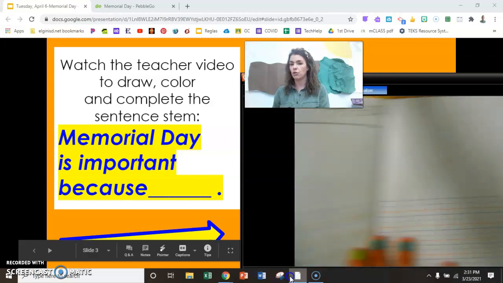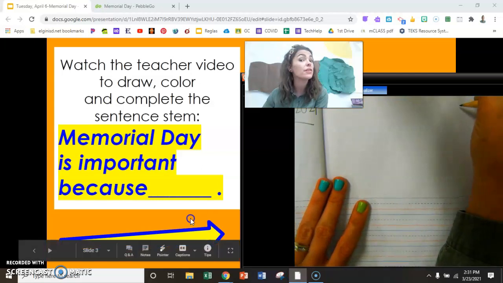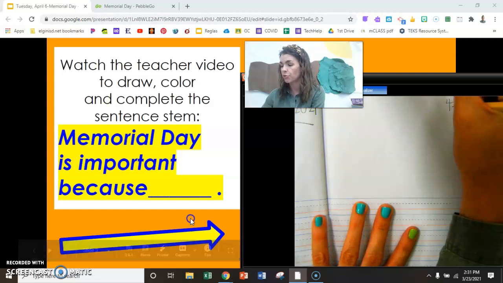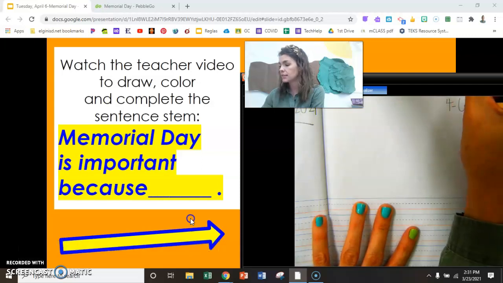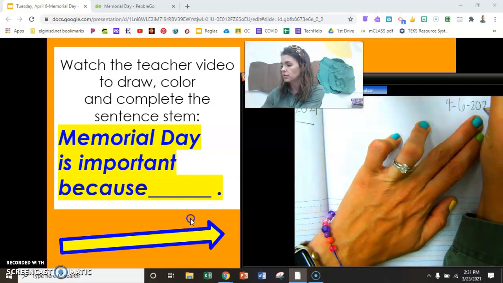So find a new clean page for us today. And we always begin up top with today's date. A 4 for April, a 6 for today, and the year is still 2021.